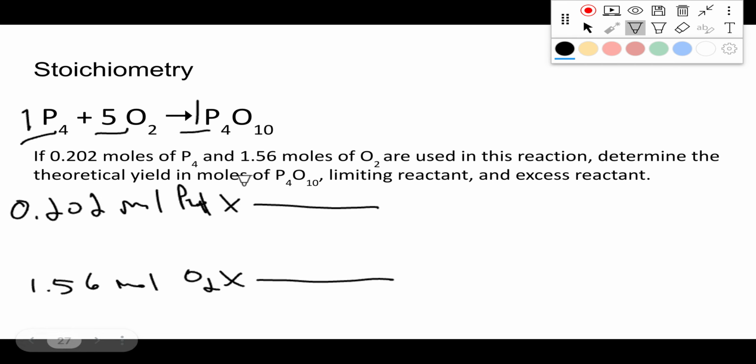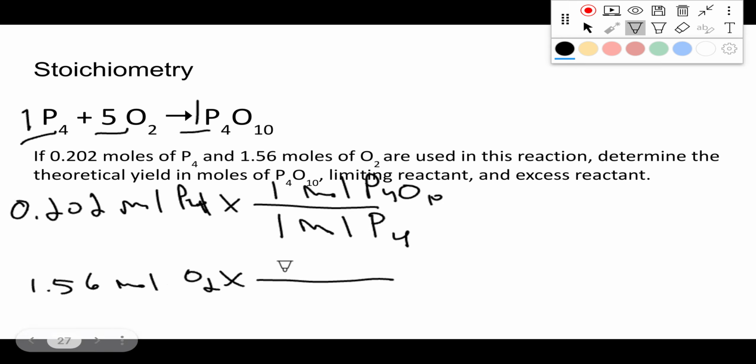So what I'm trying to get to, my unknown, is moles of P4O10. So down here, I'm going to put moles of P4. Remember, when we are doing a mole ratio, we look back at the balanced equation. This is going to be 1 mole. And I'm trying to get to moles of P4O10, so it's going to be 1 mole of P4O10.